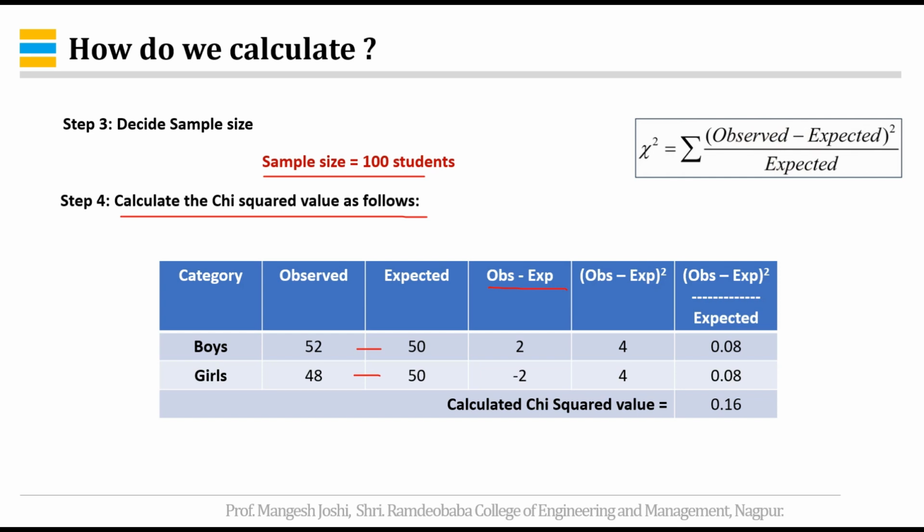Then I have squared it. So you get 4 and 4, and then divided by the expected value. You are getting 0.08 and 0.08. Now the summation of these two values, you will get 0.16 as the chi-square calculated value.